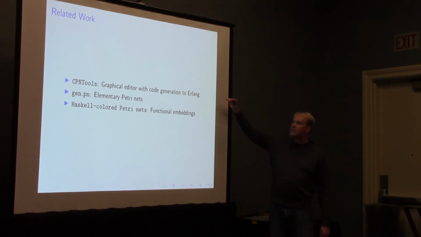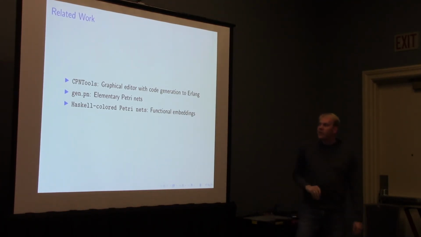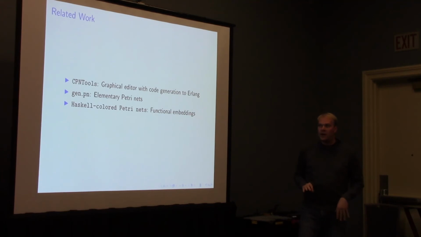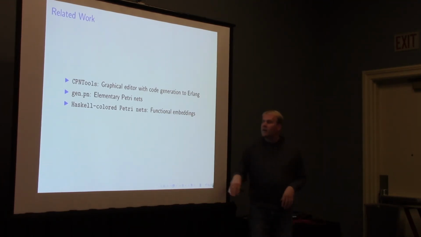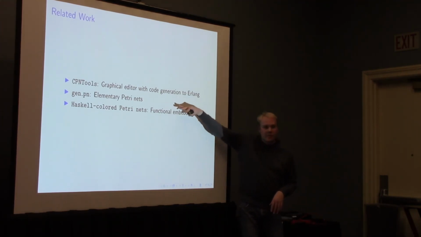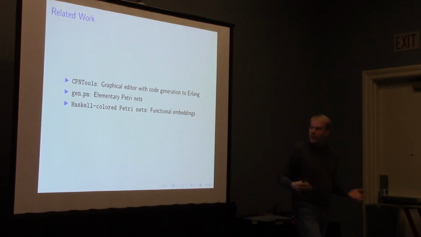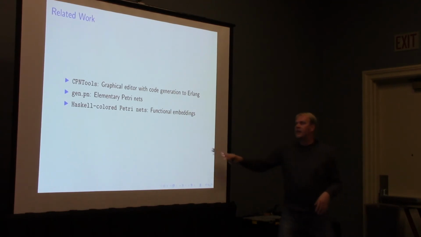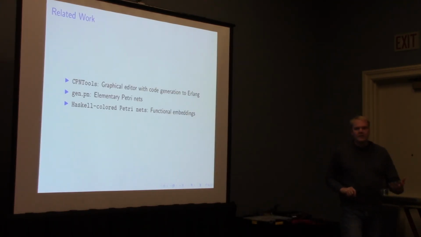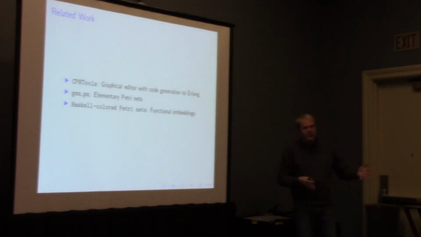Most importantly, CPN Tools, which is a graphical editor for Petri nets, but it can output Erlang code. It's also very, very close to what I'm trying to do. Then there's also the gen_pnet library, but it deals only with elementary Petri nets. We're dealing with high-level Petri nets. And then there's Haskell colored Petri nets, which provides functional embeddings from a Petri net specification in Haskell. It's also very close to what we're doing.